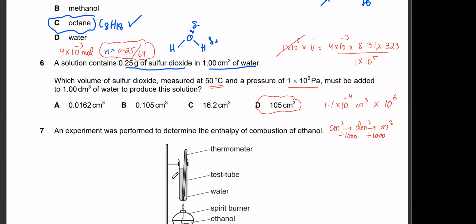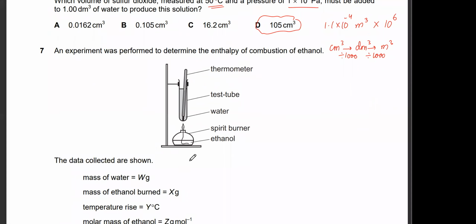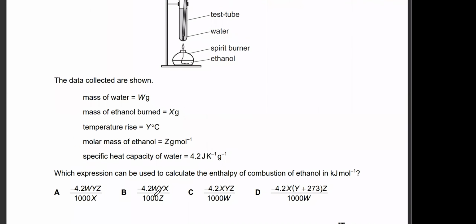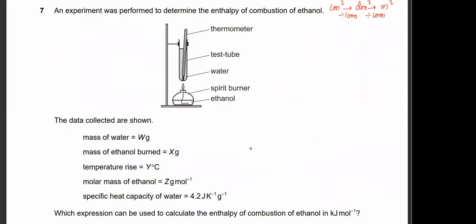Next: an experiment was performed to determine the enthalpy change of combustion of ethanol. So this is about mc delta T. The data is collected. He's burning ethanol, and the heat energy passes to the water over here. A thermometer is placed and the temperature is measured. The heat energy is going to the water. The mass of water is given, so the heat energy produced, Q, is equal to mc delta T. The mass of water is W. The specific heat capacity of water is 4.2.